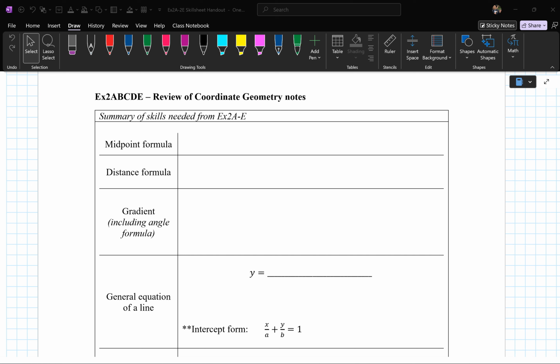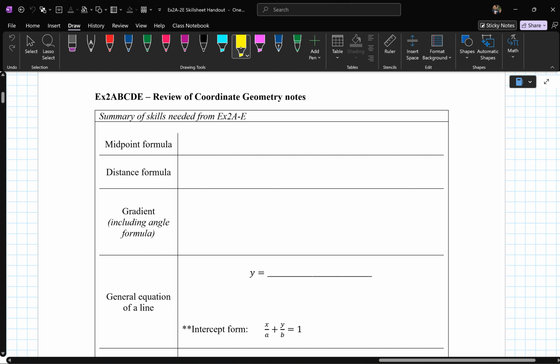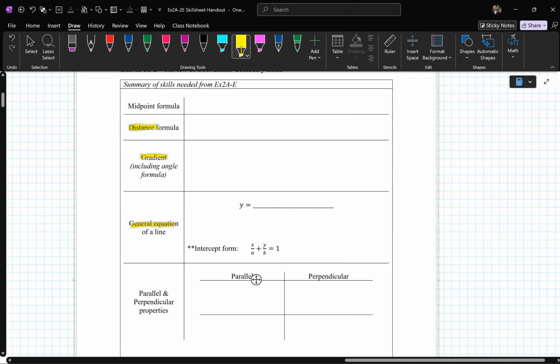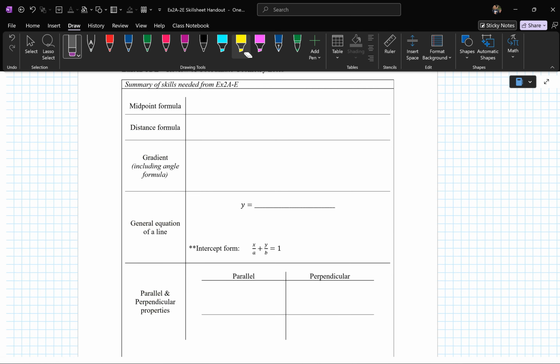You need to know the formula for midpoint. How do you find the midpoint between 2 points? How do you find the distance between 2 points? How do you find the gradient? How to find the equation of a line? And then parallel and perpendicular. What I just described there is your exercises, 2A, B, C, D, E, all broken up.